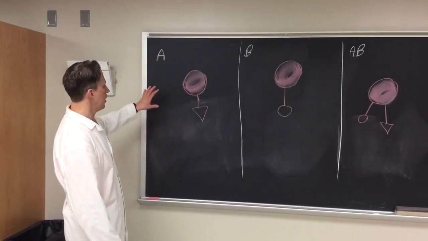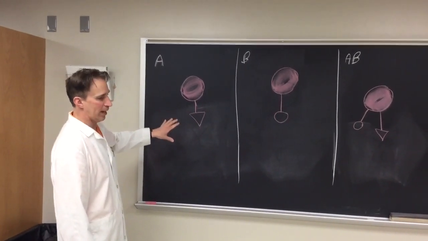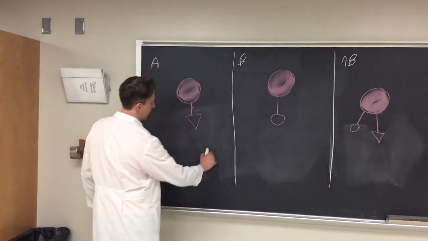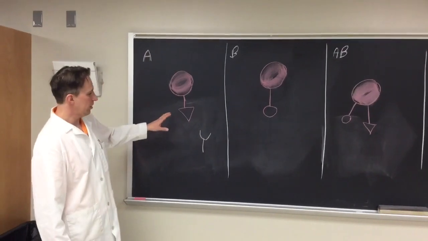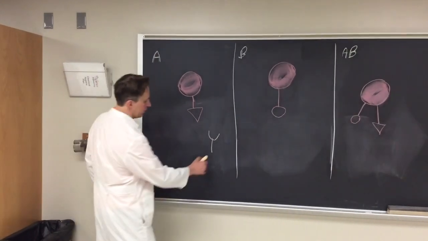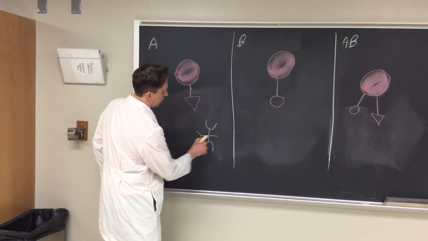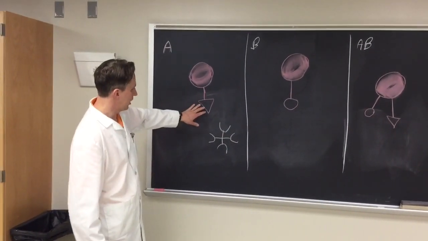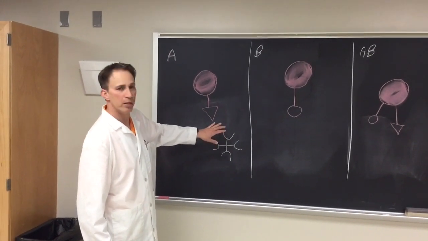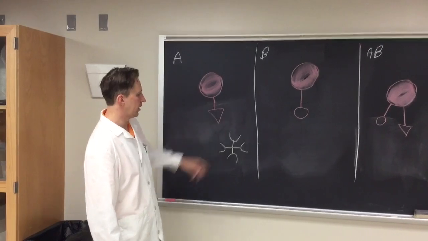Now, if you are a blood type A, you already do have some antibodies in your blood. You have an antibody B hanging out in your blood. But these don't do anything to you if you are a blood type A. This 3-dimensional shape and this 3-dimensional shape do not match, so they don't agglutinate, they don't stick together.